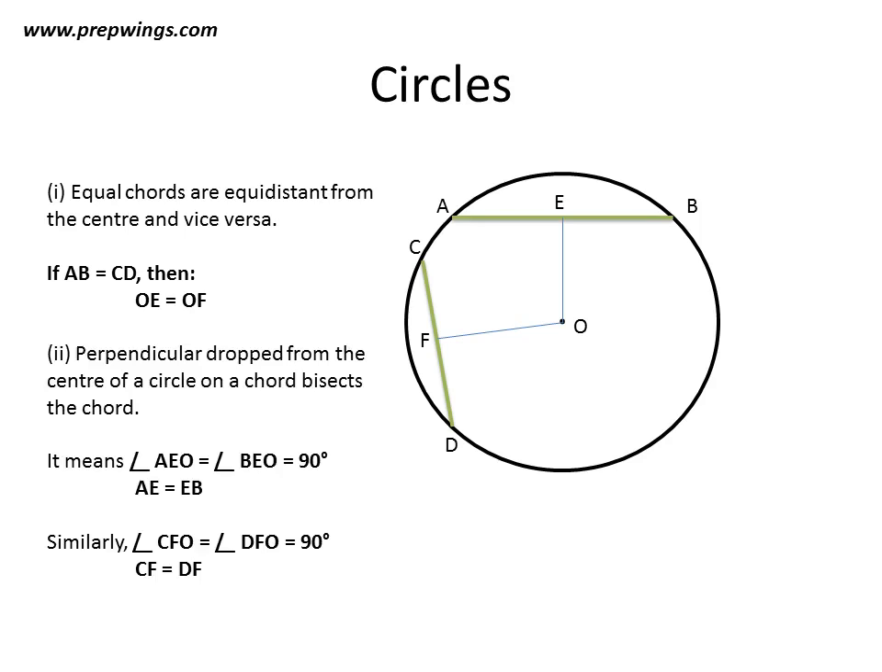The second thing is perpendicular dropped from the center of the circle on a chord bisects the chord. What it means is in the figure angle AEO is equal to angle BEO is equal to 90 degrees. Similarly, angle CFO is equal to angle DFO is equal to 90 degrees. Also, point E is the midpoint of AB. That means AE equal to EB, and point F is the midpoint of CD. That means CF equal to DF. These are a few properties related to chords.